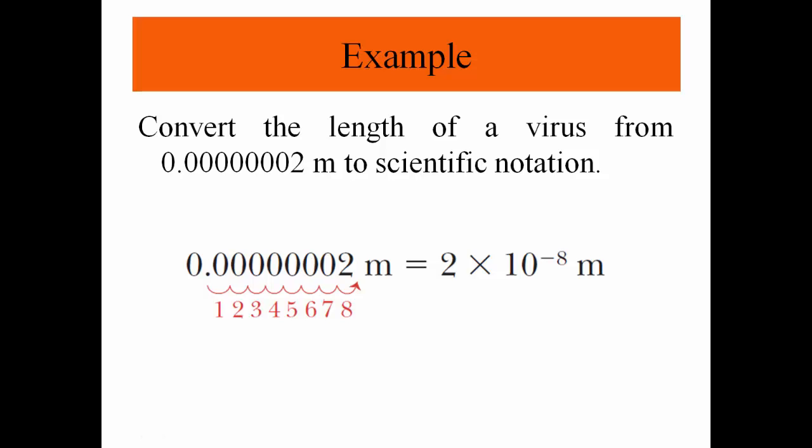Convert the length of the virus from 0.00000002 meter to scientific notation. So we need to convert it to a scientific form. So that's the decimal point. 1, 2, 3, 4, 5, 6, 7, 8. So we moved it by 8 places. So here we must have 2 times 10 power minus 8. We put minus because we moved the decimal point to the right, and this number is less than 1. And as you see here, we have only one significant figure. On the right hand side, we have one significant figure as well.